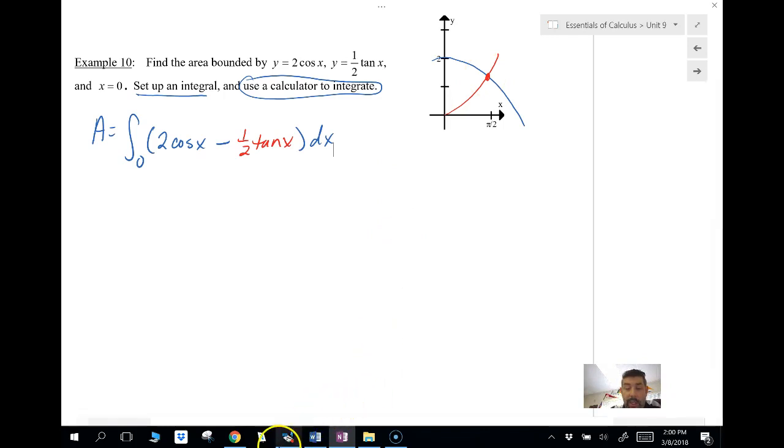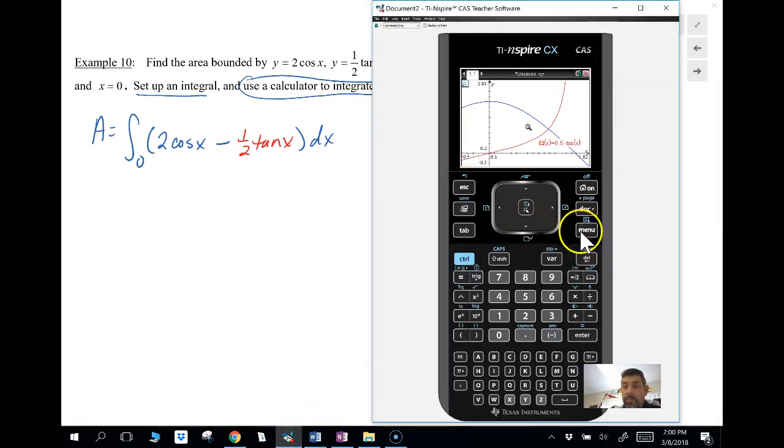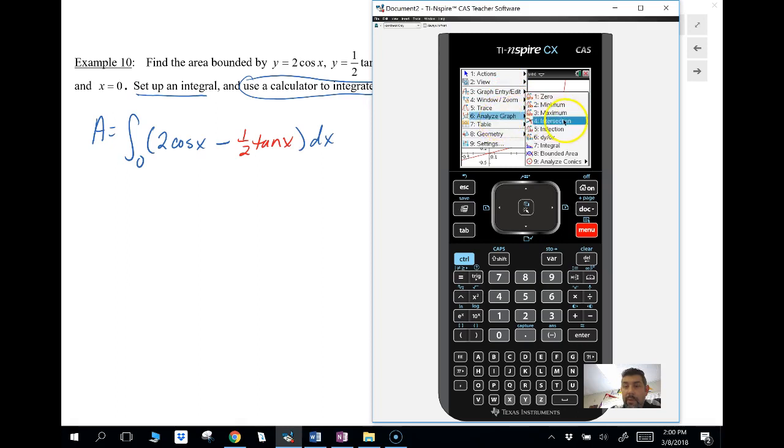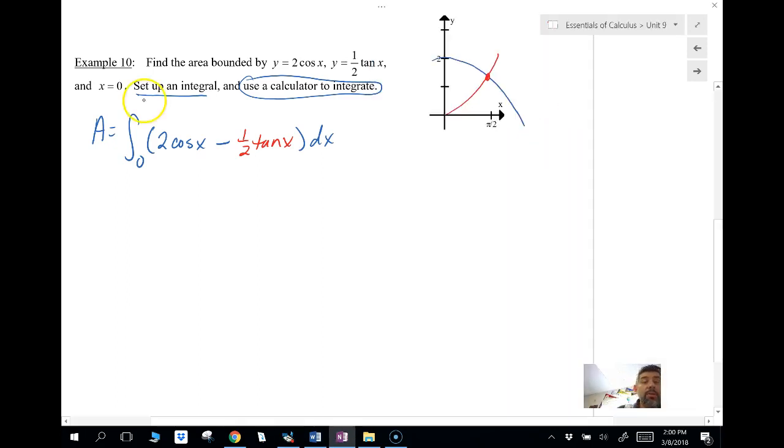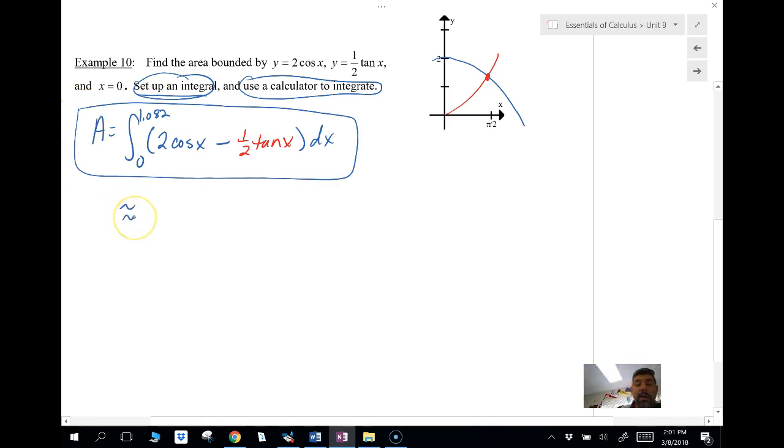So let's go ahead and find that guy. The way we do that is we do menu, analyze graph, intersection, click, scroll over. We've got 1.082. So I'll go write that here, 1.082. Now I have the setup. So this is my setup, and I'm going to go ahead and calculate what that area is.